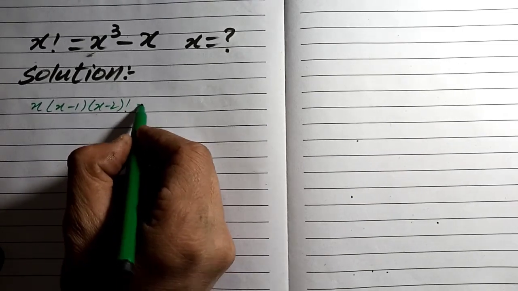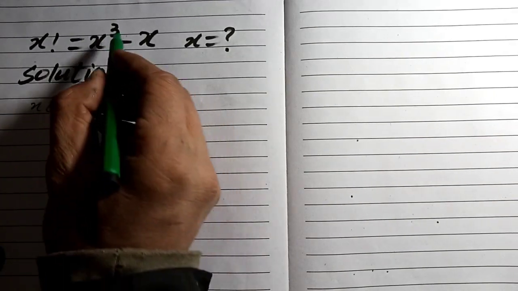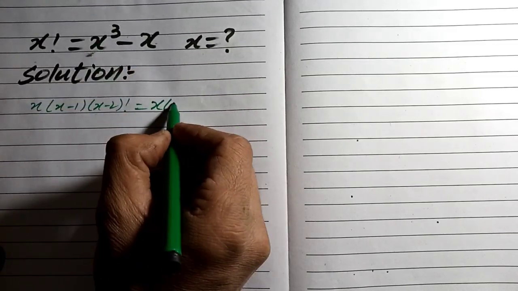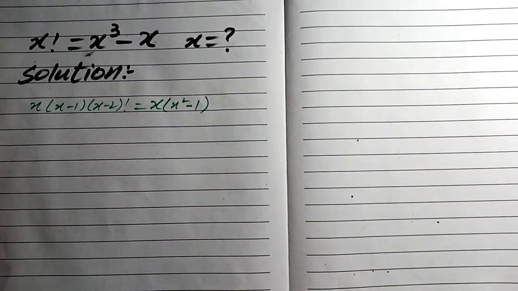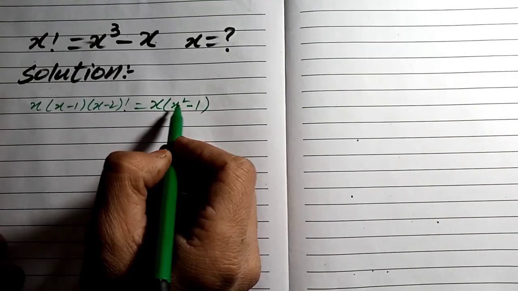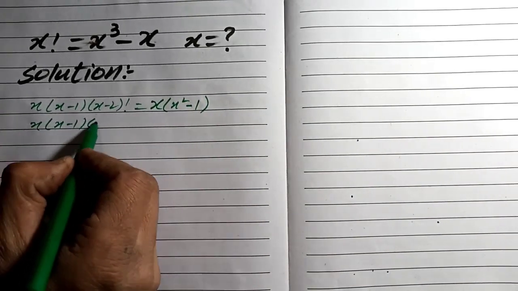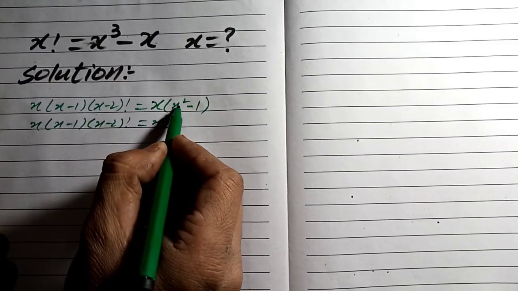2 factorial, which is equal to x cubed minus x. We can take common of x, so on this side we are left with x square minus 1. So here we can get x minus 1 times x minus 2 factorial, and this is x.